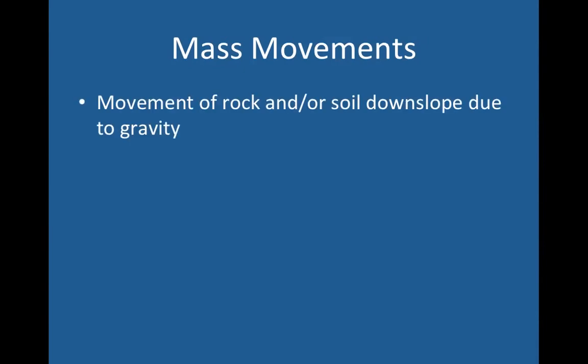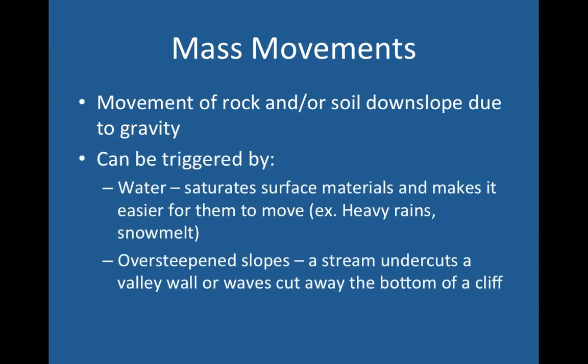So a mass movement is the movement of rock or soil downslope due to gravity. So it's really gravity alone making this happen. But it can be triggered by different things. For example, water can saturate the surface materials and make it easier for them to move. So a lot of mass movements happen after heavy rains really saturate the soil, make it really soggy so it can slide downhill a lot more easily.